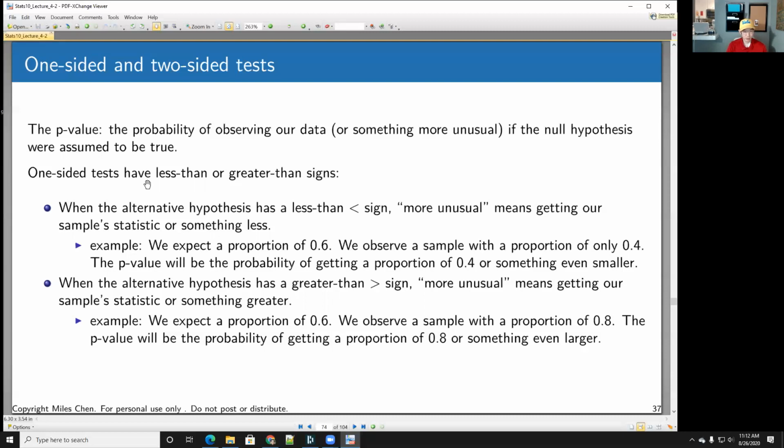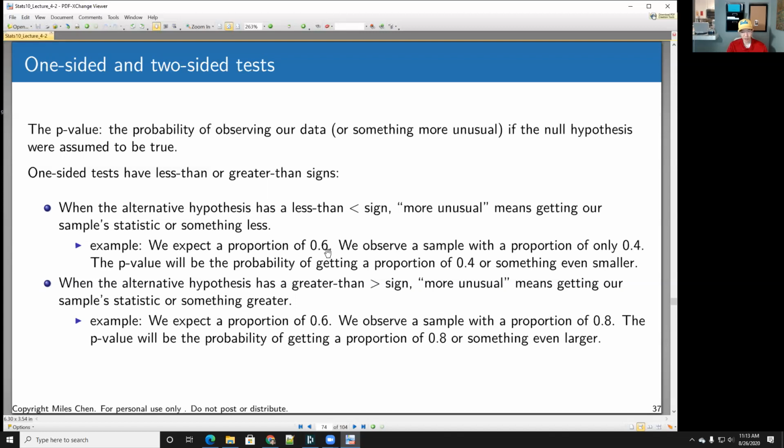If we're dealing with a one-sided test, then the alternative hypothesis will have either a less than sign or a greater than sign. If the alternative hypothesis has a less than sign, what we mean by more unusual is that we're getting whatever value we have in our sample statistic, or something less than it.